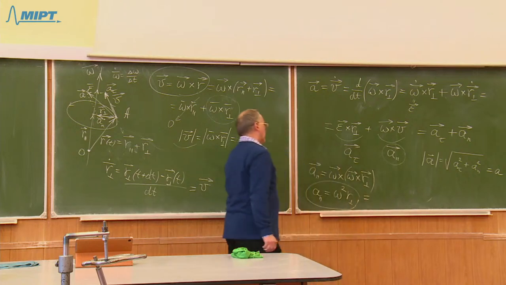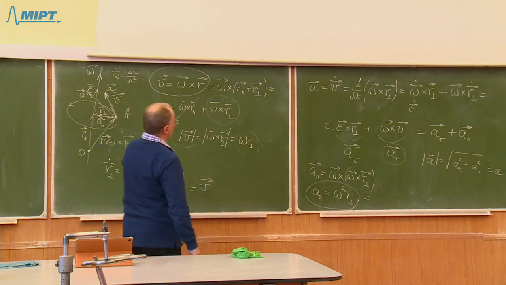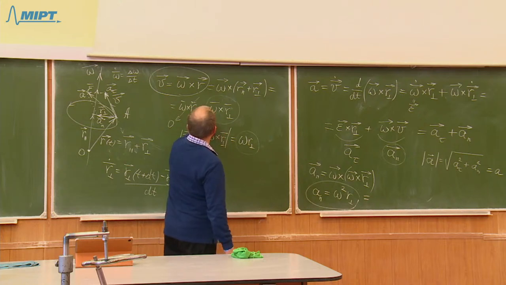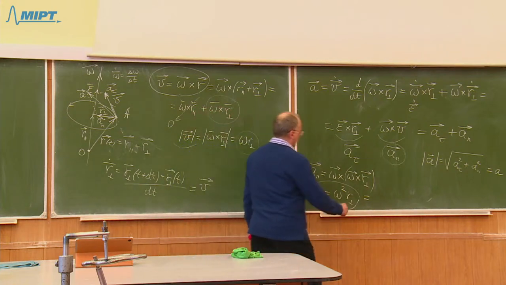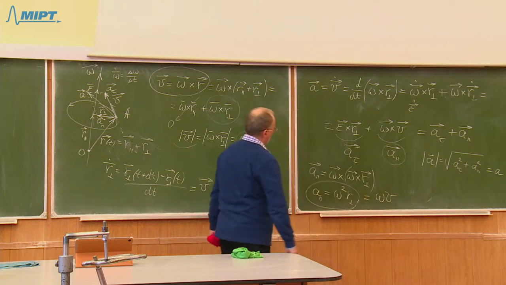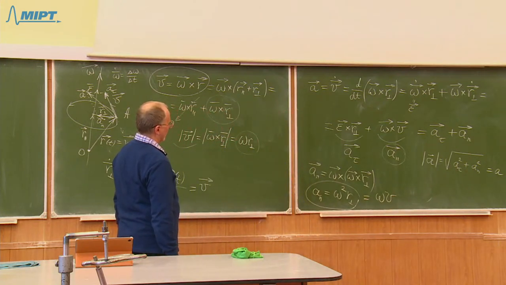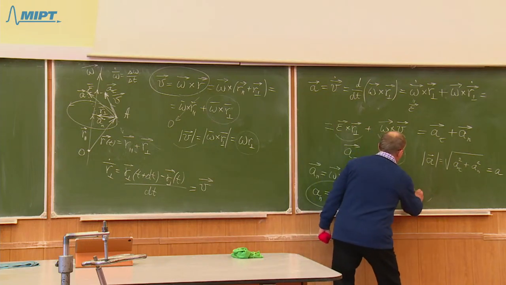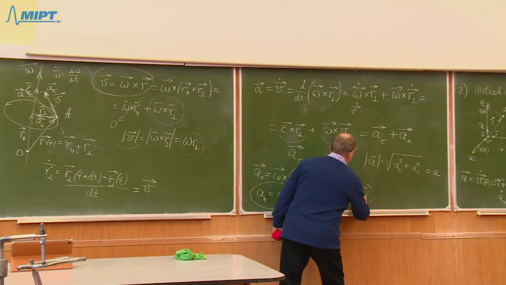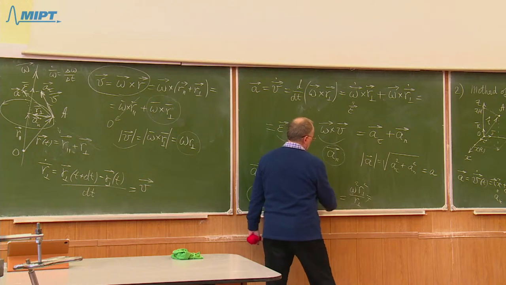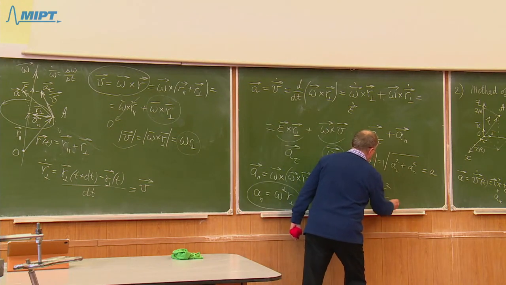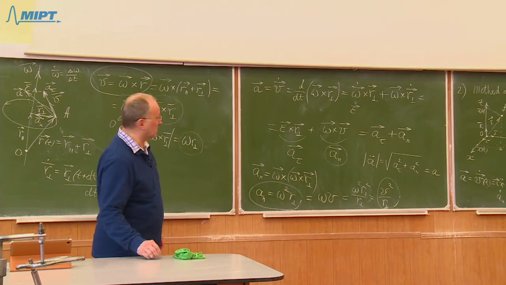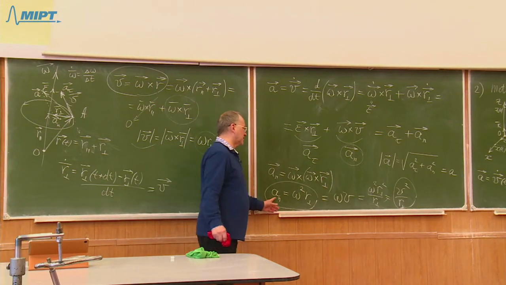And if we take into account that omega r is the velocity, omega r is the magnitude of vector v, then we have here the formula omega v. And also, if I multiply this formula by radius and divide by radius, I will obtain omega squared r squared divided by r. And omega r is velocity, so that will be velocity squared divided by r. You know this formula, velocity squared divided by radius. This is a centripetal acceleration. That is the length of the vector of normal acceleration.